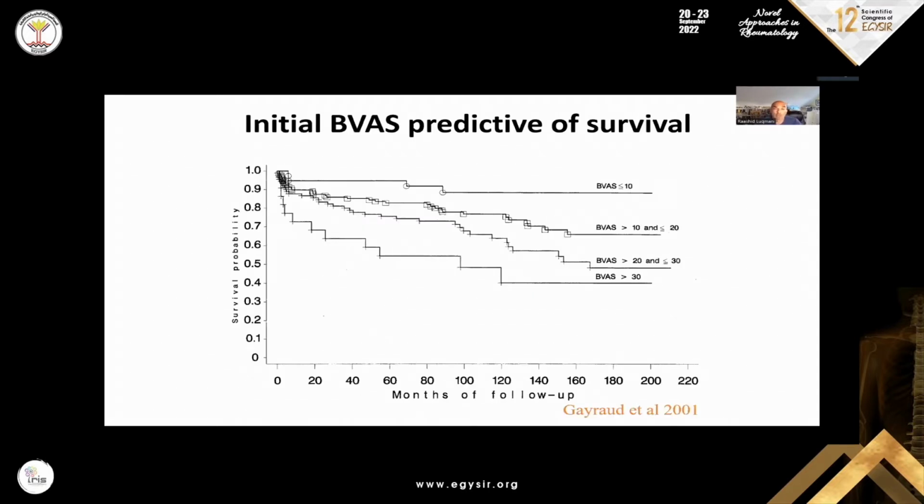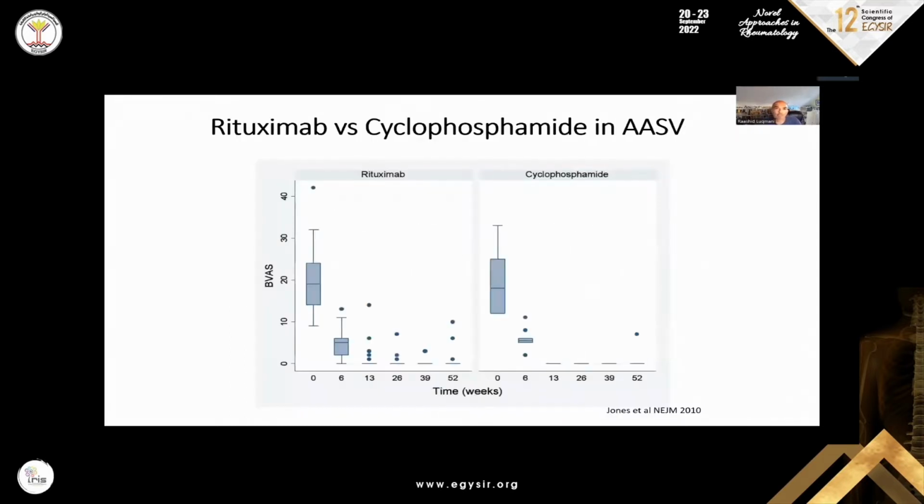Now, BVAS is a predictor for outcome. Here's a study from the French group looking at baseline disease activity levels and then following up patients to see what the survival rates were like. And you can see for those patients with a low score at baseline, the survival curve was much better than those patients who had a very high disease activity at baseline. As you'd expect, multi-organ disease predicts poor outcome.